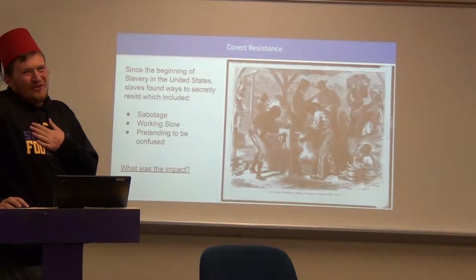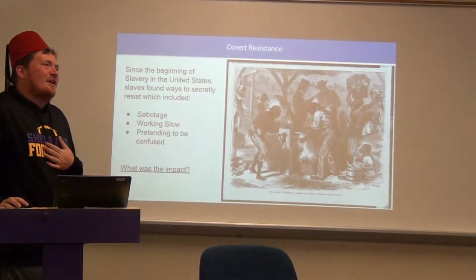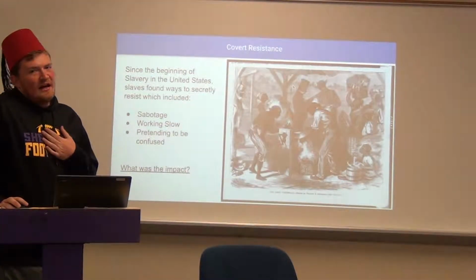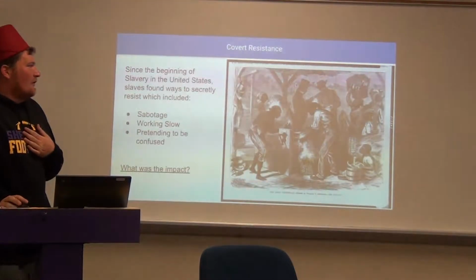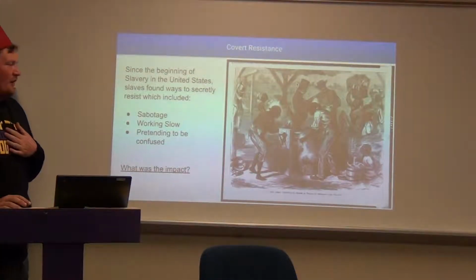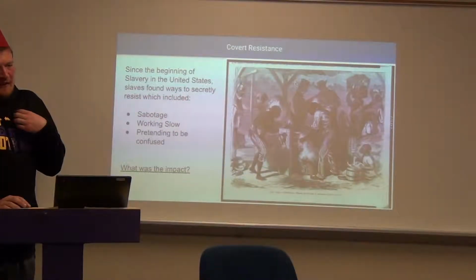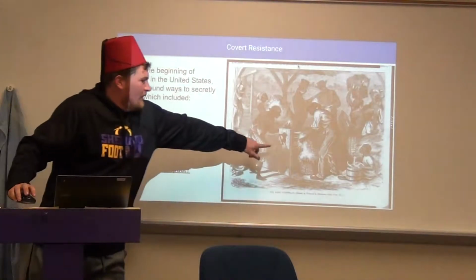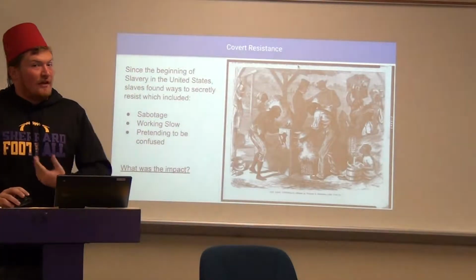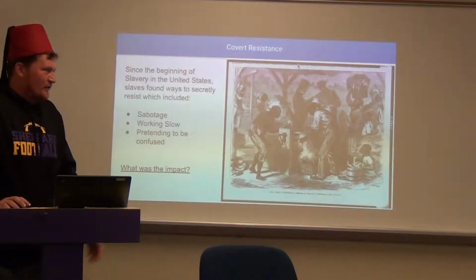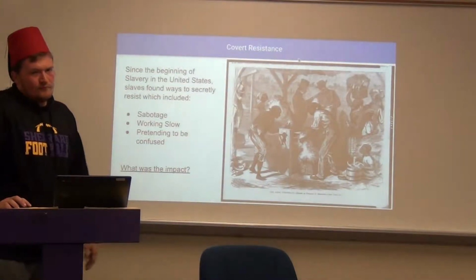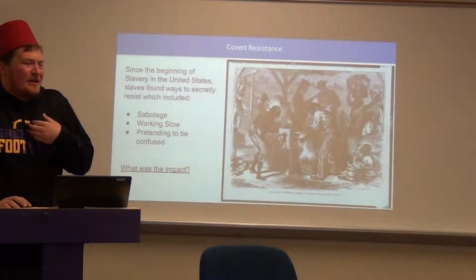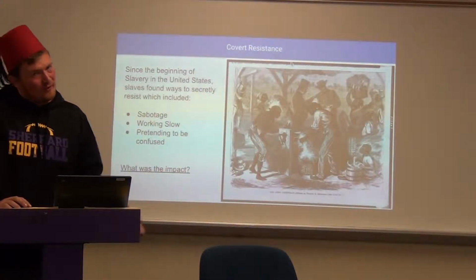First, covert resistance. Covert, a synonym would be secret. Not as obvious resistance. Slaves, ever since the beginning of slavery in the United States, there have been documentations of slaves doing things such as sabotage. You can see in the picture, cotton gin. You may have a slave that breaks the machine that slows down production. Working slow. Purposely in the field, these large plantations. Yes, you have overseers that are tracking your work, but an overseer can only see so much.